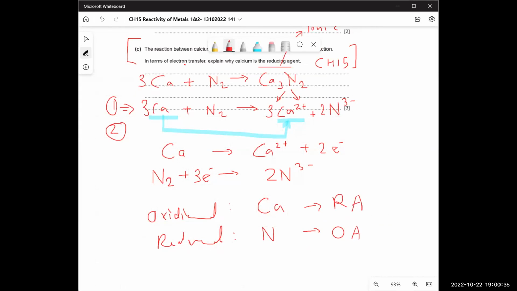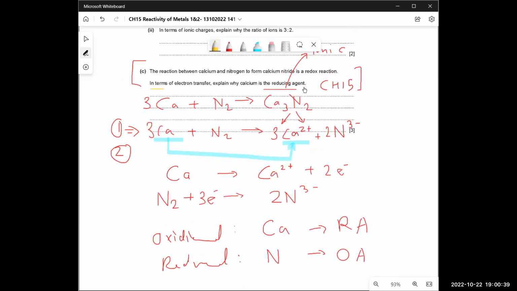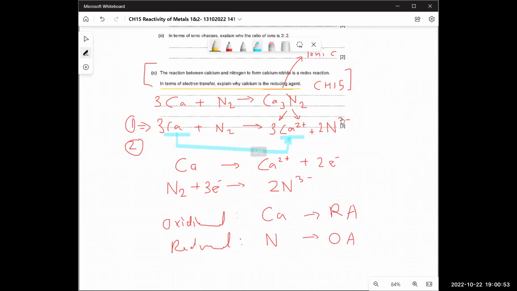Fine. So let's read the question one more time, Javan. Only the highlighted part, yellow. In terms of electron transfer, explain why calcium is the reducing agent. So the answer is 3 marks. 3 marks in the exam will always mean 3 points. And 3 points mean you'll have exactly 1 minute and 30 seconds to answer this.